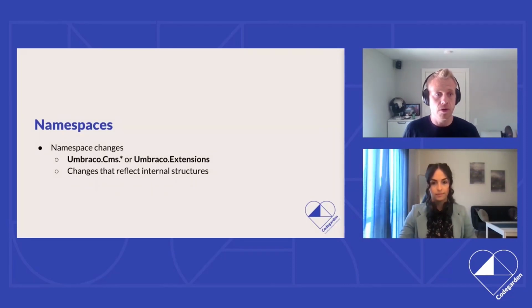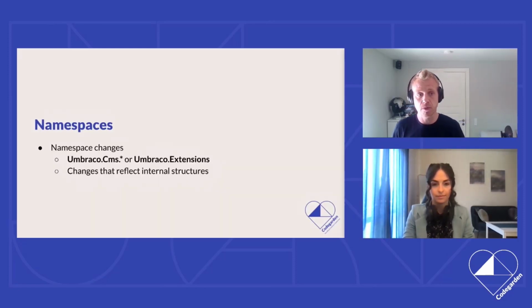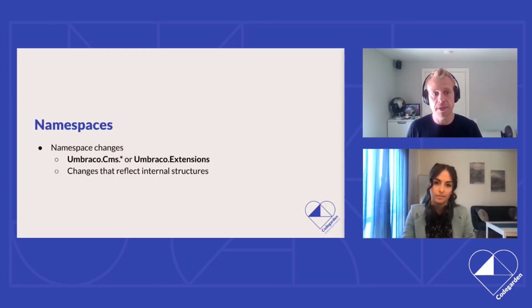Also, we have updated all namespaces to be located under Umbraco.Cms, except public extension methods that are all now located in Umbraco.Extensions to make them very easily discoverable. All other namespaces now also reflect the new internal structure, so Umbraco.Cms.Core or whatever, if it's part of the core assembly.